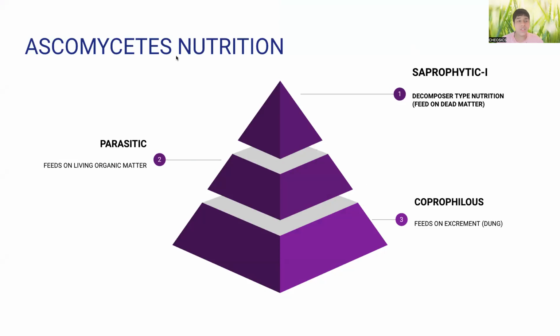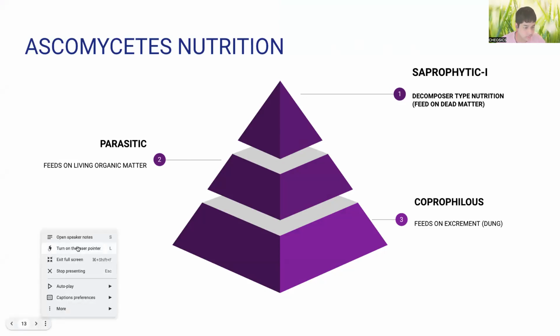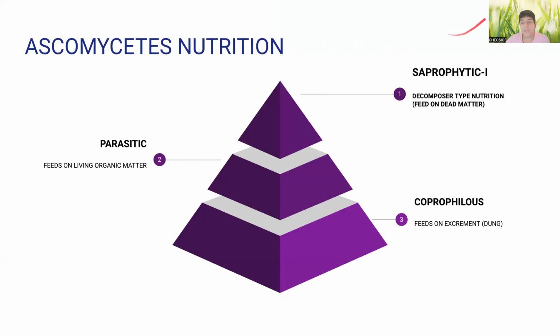They have a special type of nutrition. It's called coprophilous. Let me turn on the laser pointer. So what happens here is you have your saprophytic one. It's a decomposer type of nutrition. It feeds on dead matter. There's a dead body lying around, a dead animal, a dead plant, a dead person. So saprophytic fungi will grow on the dead animal, on the dead matter, and it will feed on the dead matter. Dead plants can also work as dead matter.